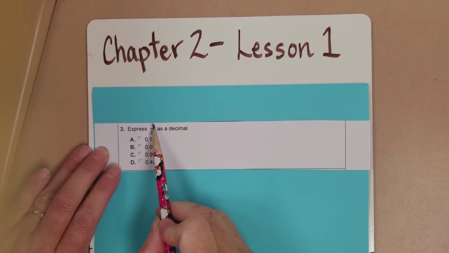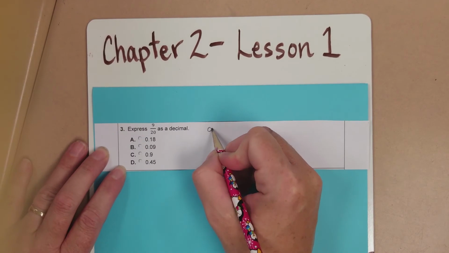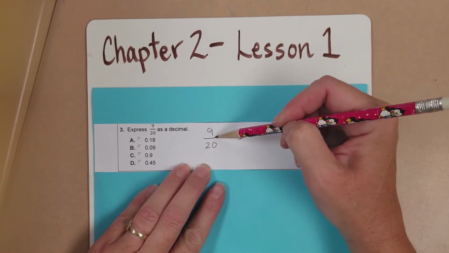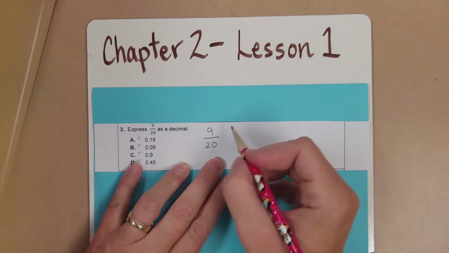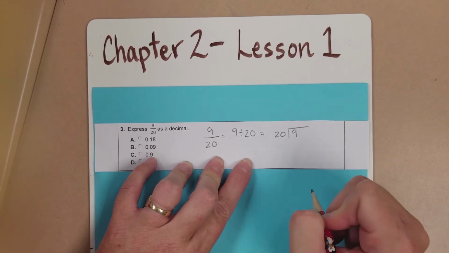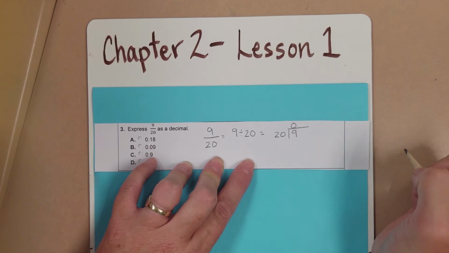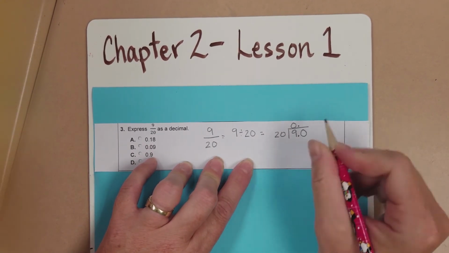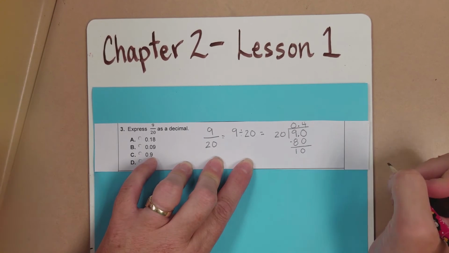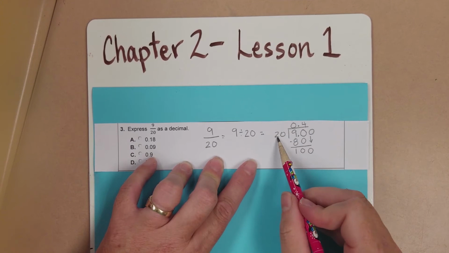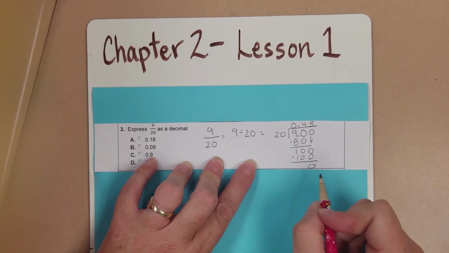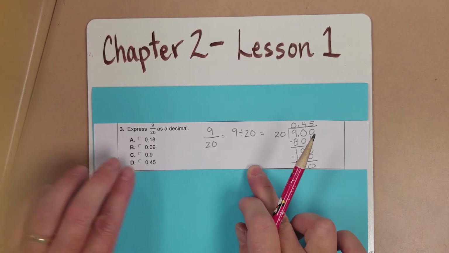Question number 3. Express 9/20 as a decimal. 9/20. This fraction can be read 9 out of 20, or 9 divided by 20. 20 cannot go into 9, so I put a 0 there. Add a decimal point and a 0. 20 can go into 90 4 times, which is 80. I subtract and I get 10. Add a 0, bring it down. 20 goes into 100 5 times, which is 100. I subtract and I get 0. 9/20 equals 45/100, and that is answer D.